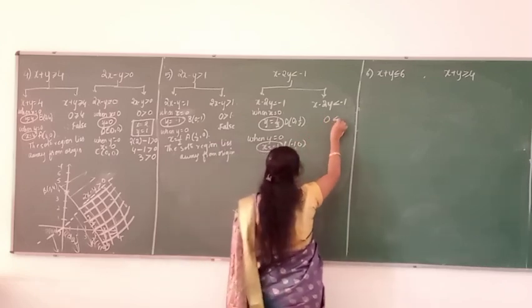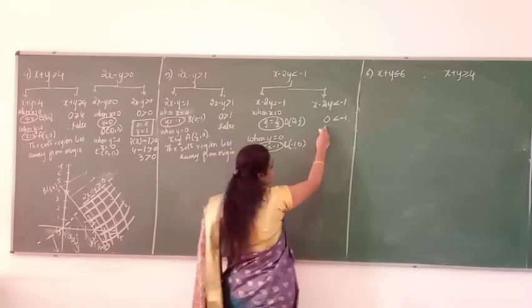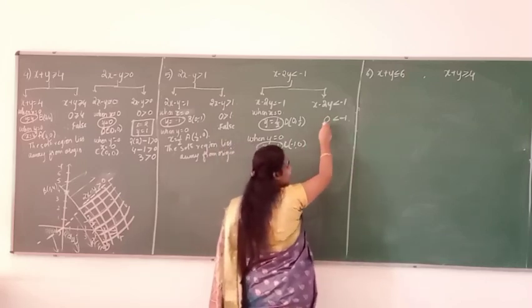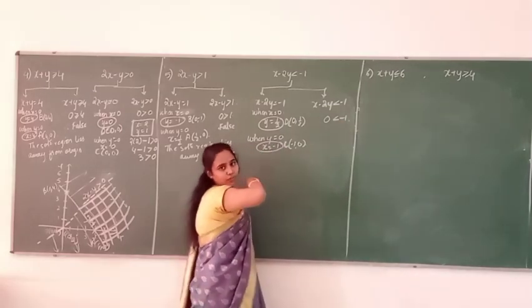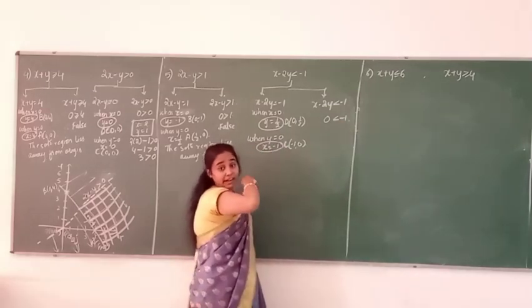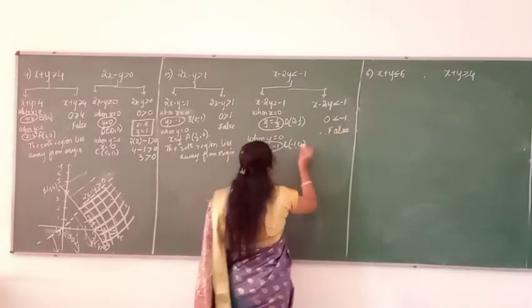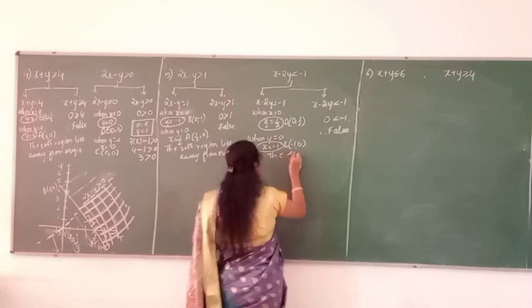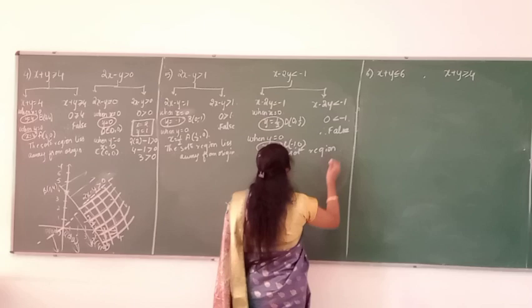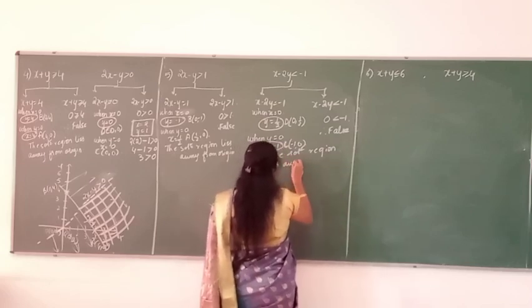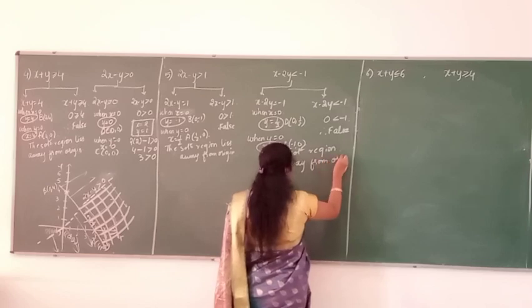So 0 is less than minus 1. So as 0, what inequality we have got here? 0 is less than minus 1. Is 0 less than minus 1, students? Obviously not. Yes or no? 0 is greater than minus 1. Therefore it is false. The solution region is away from origin.